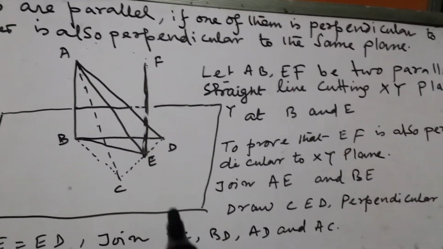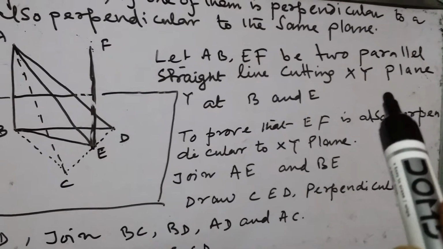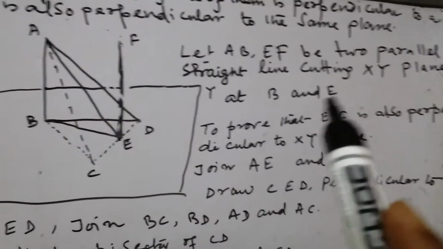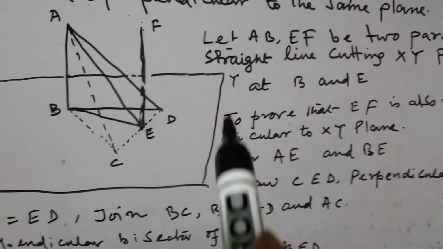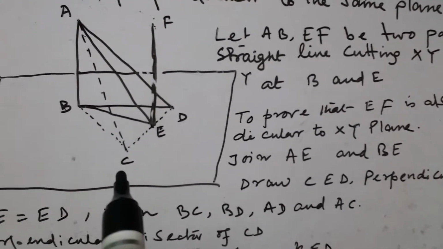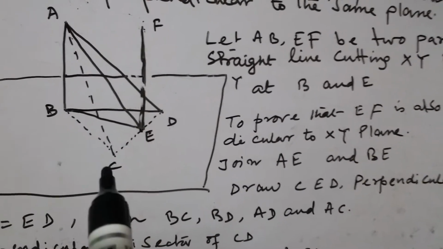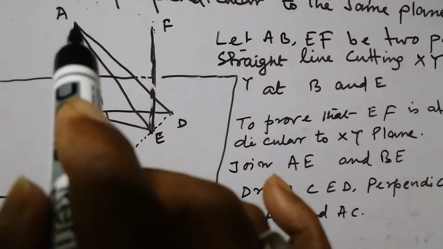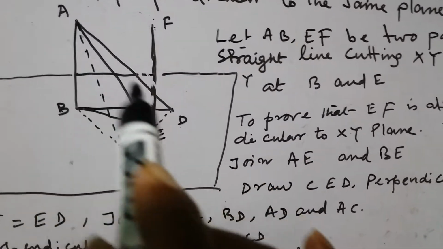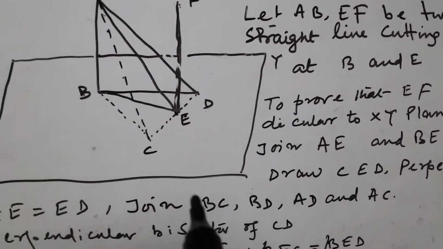Let AB and EF be two parallel straight lines cutting the XY plane at B and E. To prove EF is perpendicular to XY, join AE and BE, draw a perpendicular CD to BE, and join AC, AD, BC, BD.